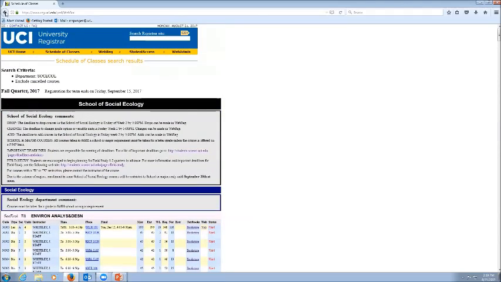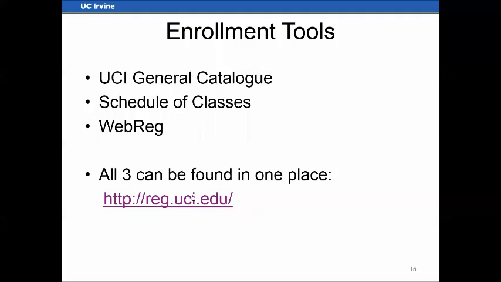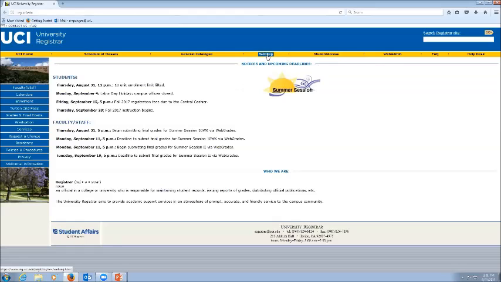So let's go back. So here's the schedule of classes, okay? This is one of the websites, the tools that you'll be using a lot. So you're going to have open about 3: the schedule of classes, the catalog, and WebReg. Let me go back to the WebReg one now. Here's WebReg.